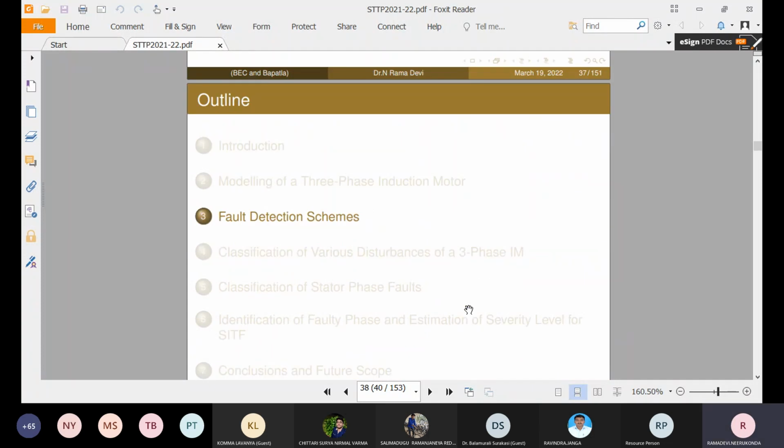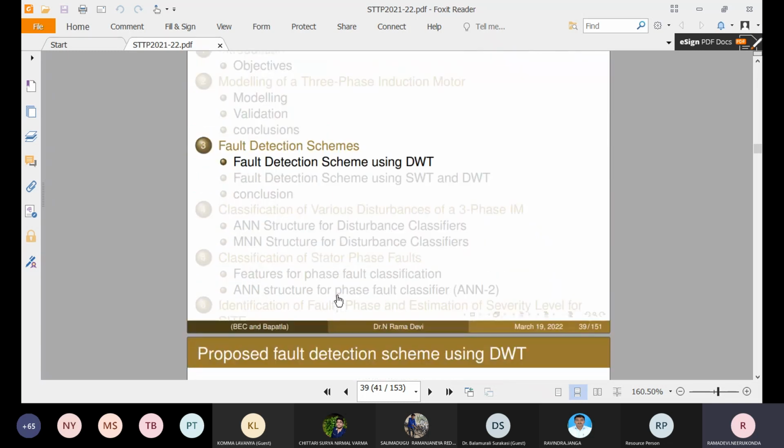Any fault detection must require a proper scheme to identify the faults. That identification needs certain features. Because of that, we require a certain analyzing technique. That analyzing technique extracts the features. The extracted features will train the system and give better performance. So for that process, we require a certain detection scheme.